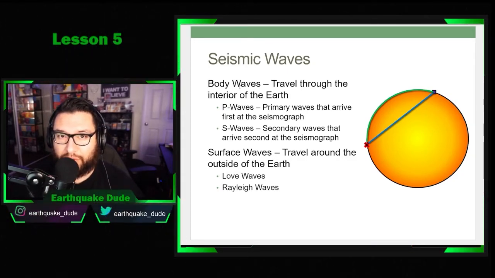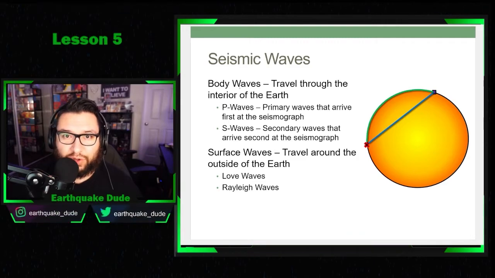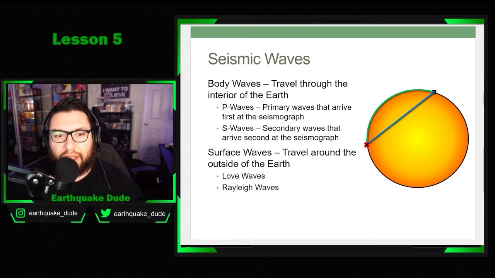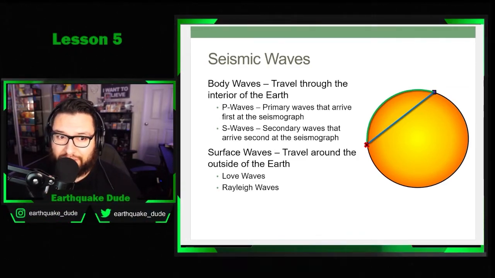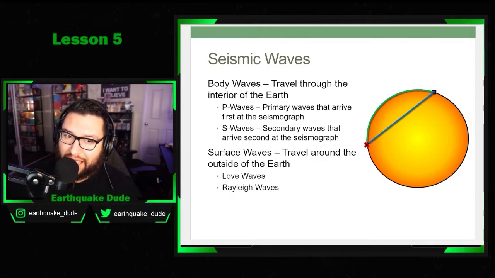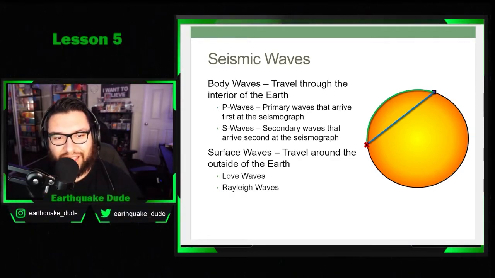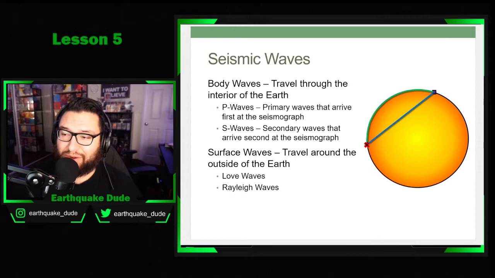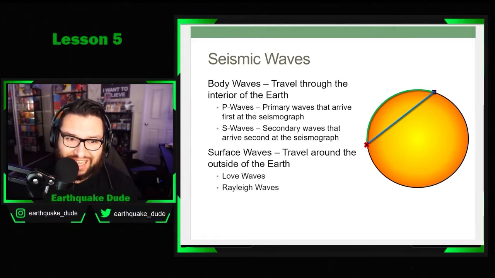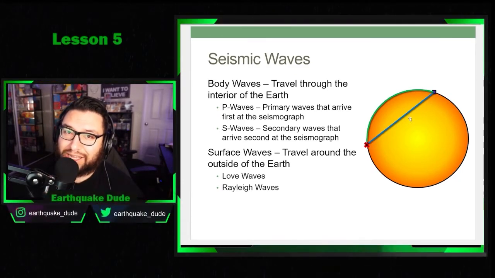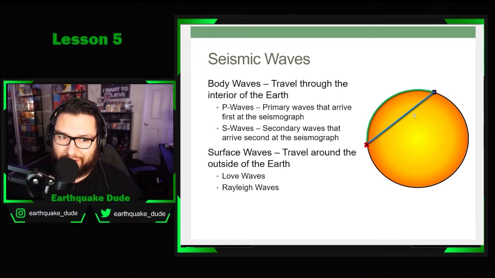The first ones are known as body waves, and body waves travel through the interior of the earth. There's two types of body waves. There's the P waves, also known as primary waves, and they're the fastest traveling waves, so they always arrive at a seismograph first. Then you have the S waves, which are the secondary waves, and they always arrive second at the seismograph, right? So those two are the body waves, and you notice the blue line, they travel through the interior of the earth, hence the body.